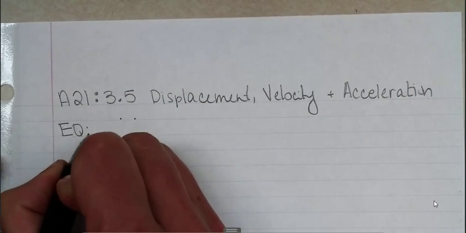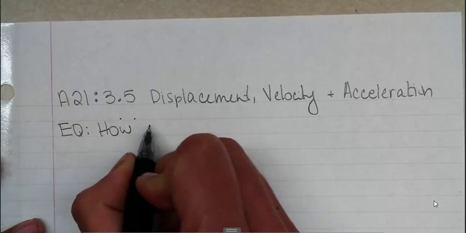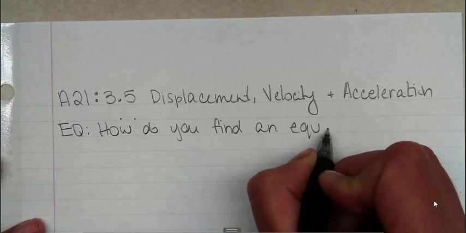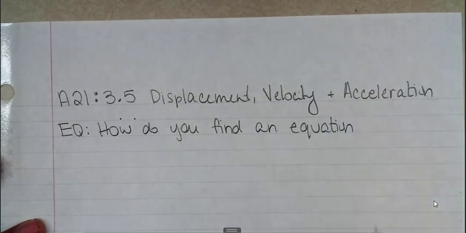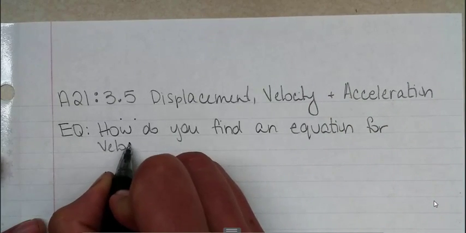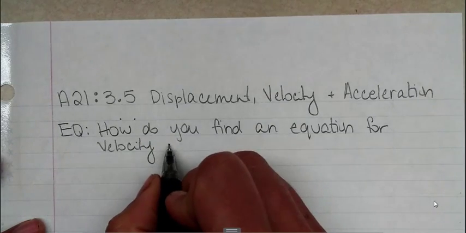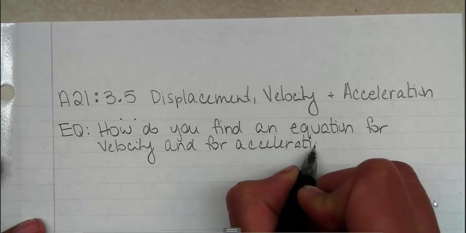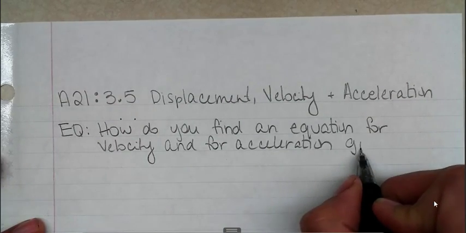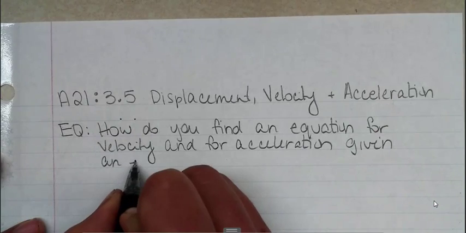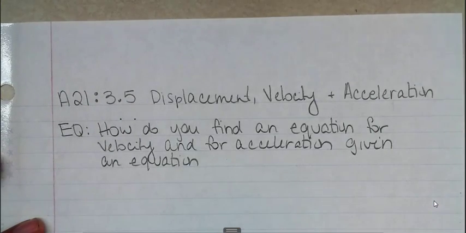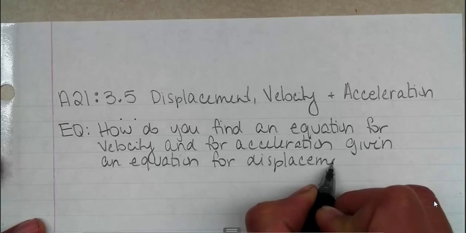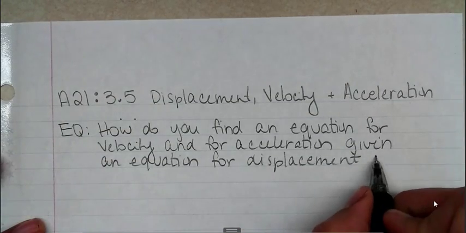So your essential question: how do you find an equation for velocity and for acceleration, given an equation for displacement of a moving object?